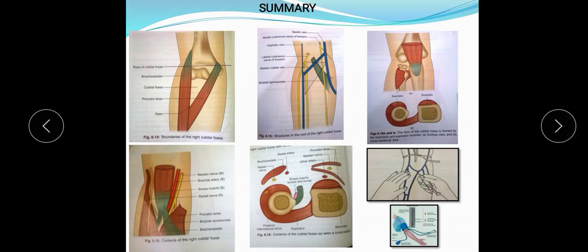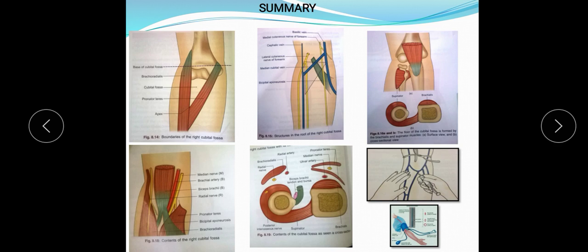Then this is the cross-sectional view of the contents. This one is the median nerve. This is the ulnar artery. This one is the radial artery. The radial artery is smaller and more superficial than the ulnar artery. This is the tendon of biceps. This one is the radial nerve, and the supinator and brachialis form the floor of the cubital fossa.